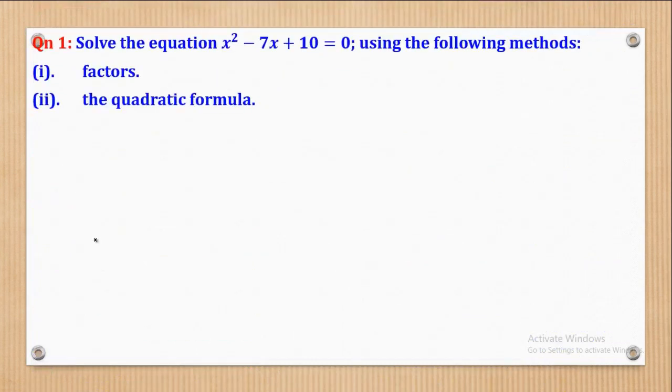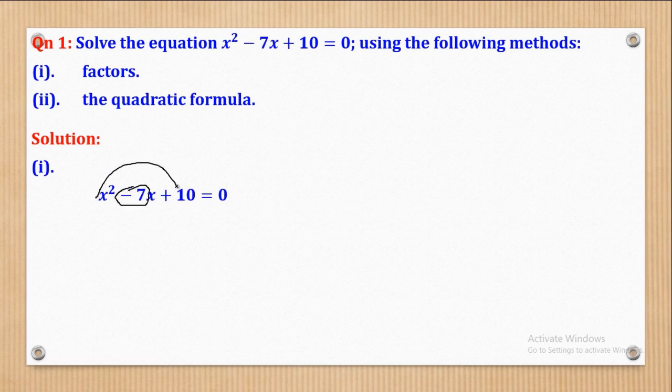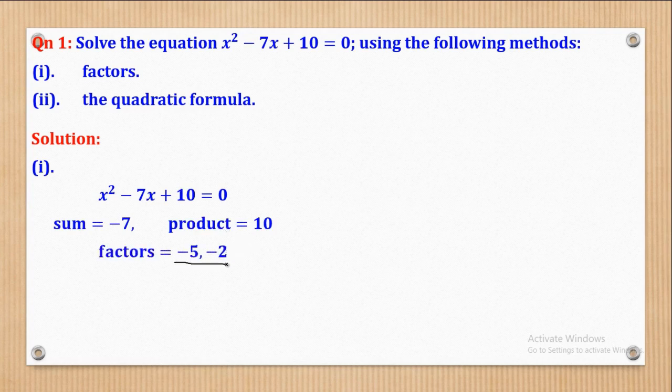So with that, now we shall go through some of the questions. Question 1 says, solve the equation this using the following methods: 1, factorization, and 2, the quadratic formula. So you start with part 1, which is the factorization method. Remember, the first step is to look for two numbers whose sum is -7 and product is equal to 1 times 10, which is 10. The sum is -7, product is 10, and those factors will be -5 and -2, because -5 plus -2 gives -7, and -5 times -2 gives +10.